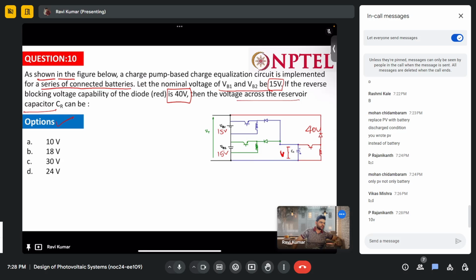Consider it like positive, negative, positive, negative, positive, negative, so those are connected in a series condition. I'm writing in terms of equation. VB1 plus VB2 plus V across CR will be equal to 40. That is the limit. We have 15 plus 15 plus VCR equals 40. VCR will be equal to 40 minus 30 equals 10 volt. So 10 is the answer.